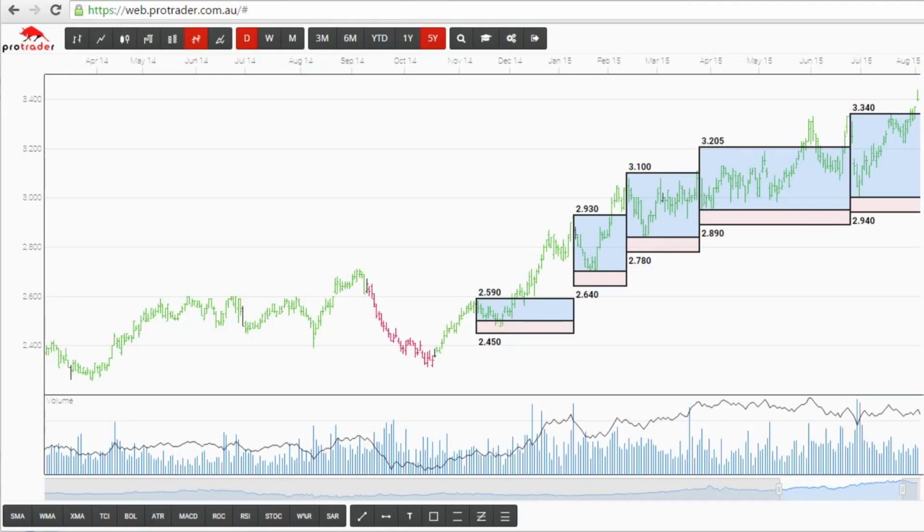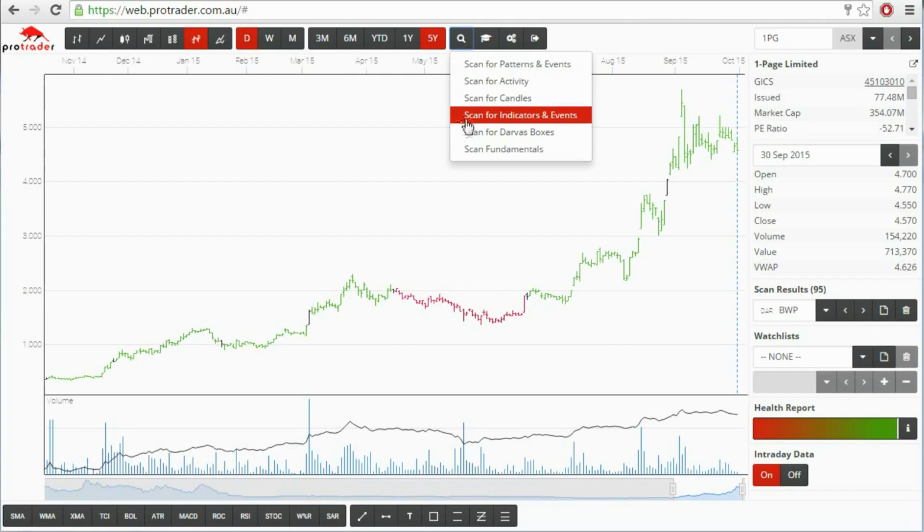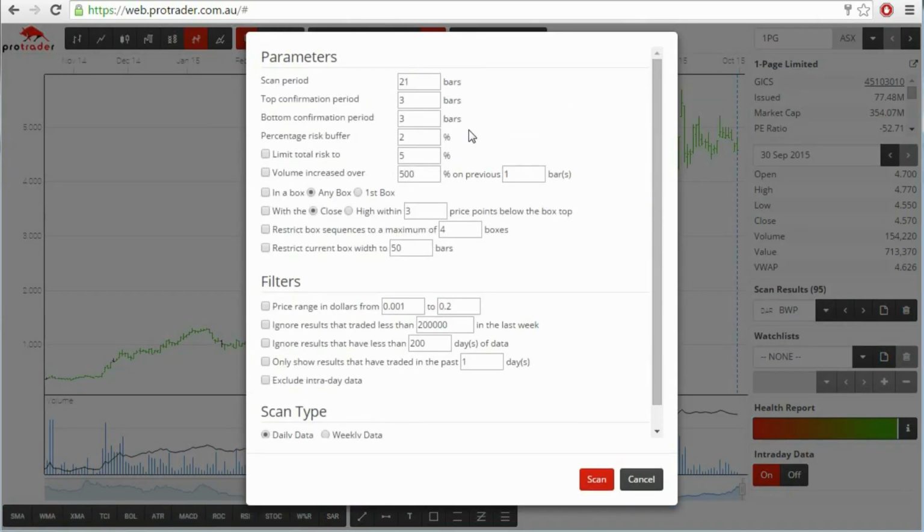The Darvas Scanner is an excellent trading plan all in one. It shows where to buy and where to place a stop loss, and when the trade goes well, where to pyramid the position. Click the scan icon, then click Scan for Darvas boxes. The Darvas Scan page will appear.